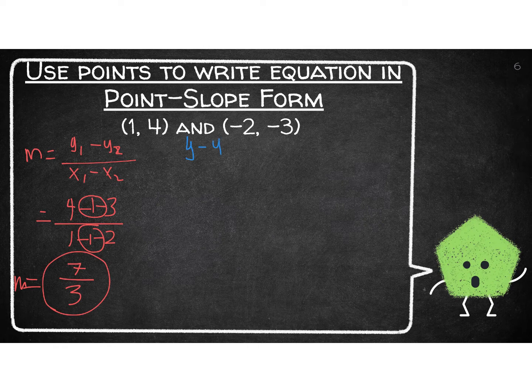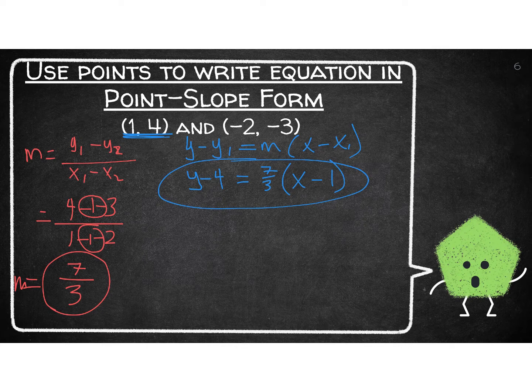y minus y1 equals m(x minus x1). So point slope form would be y minus 4, if we use this first point, equals 7/3 (x minus 1). So that right there is point slope form. And then if we wanted to do slope-intercept form, we distribute and then add the 4.